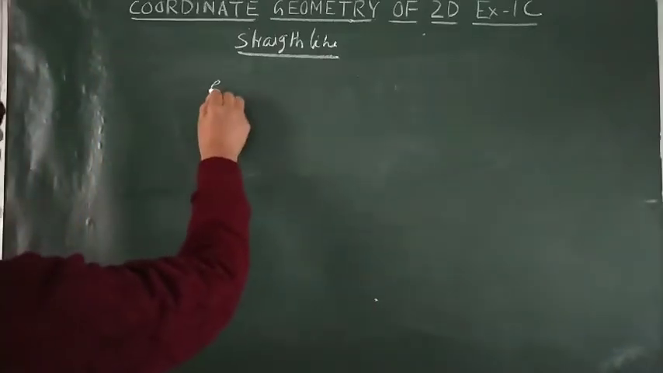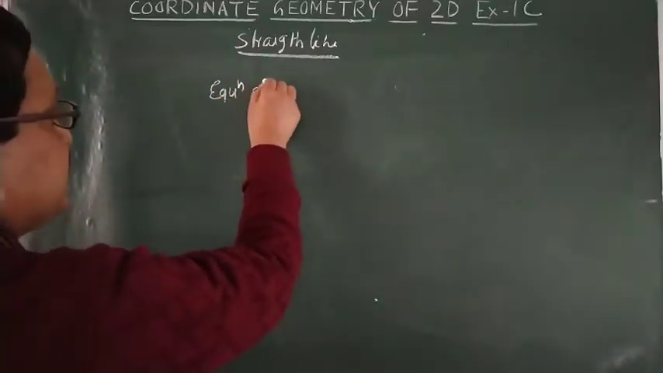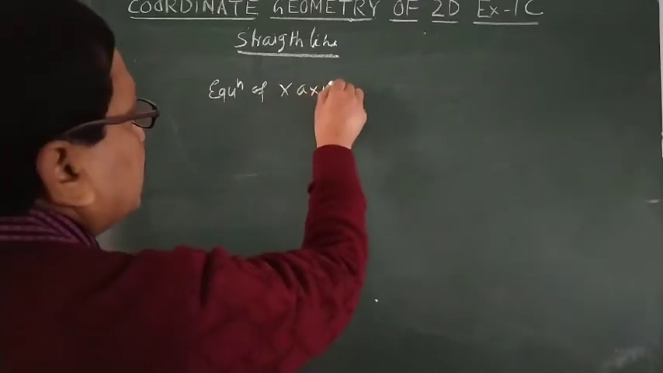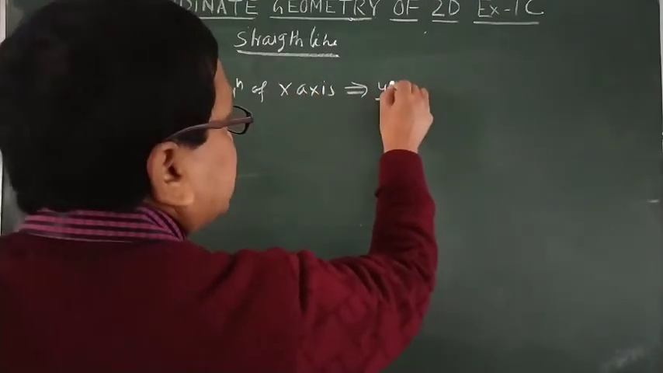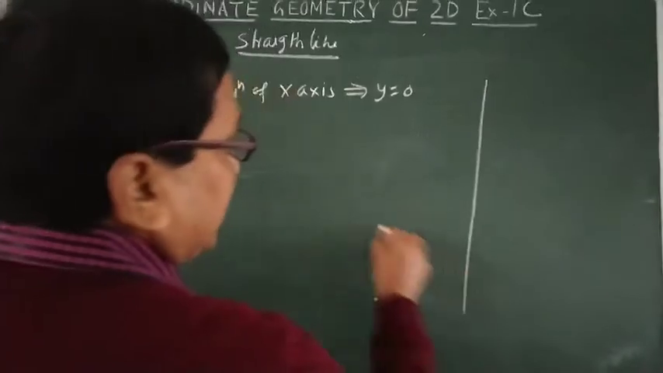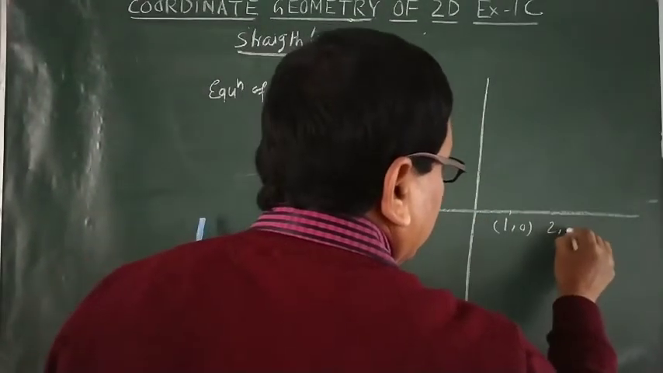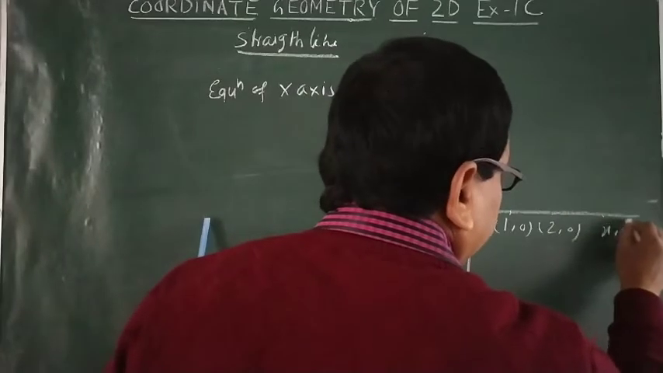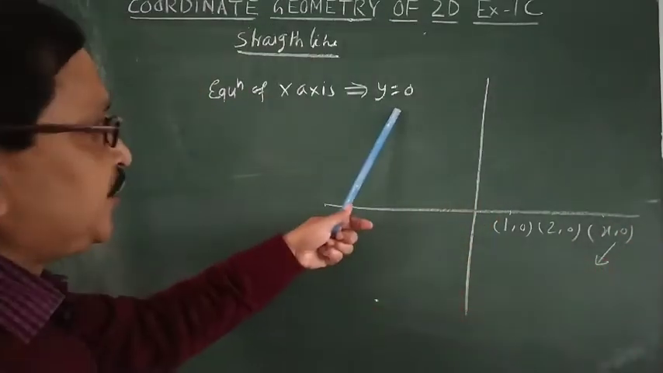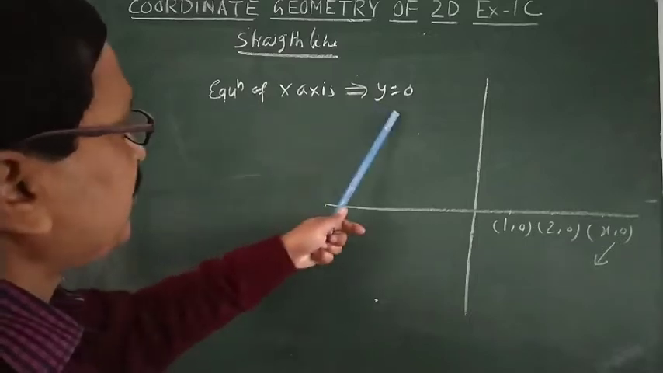You must be knowing that the equation of the x-axis is y equal to 0. This is very clear that on the x-axis the points are (1, 0), (2, 0), (x, 0). So y is always 0 on the x-axis. So this is the equation of the x-axis.